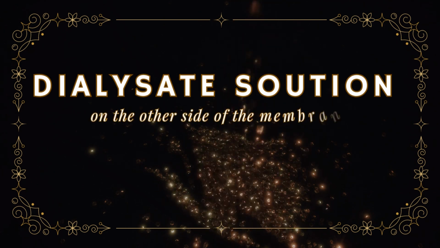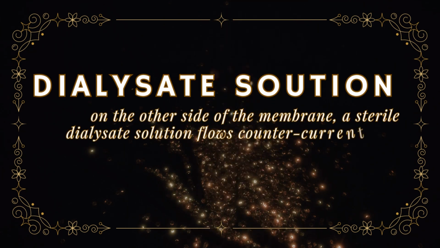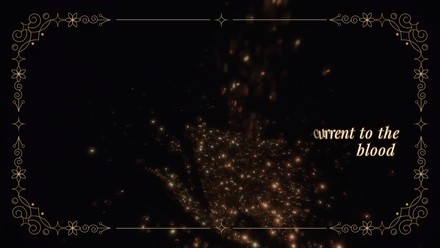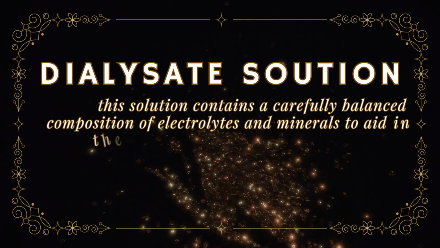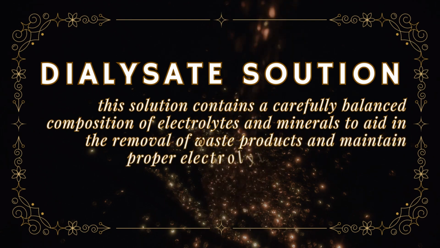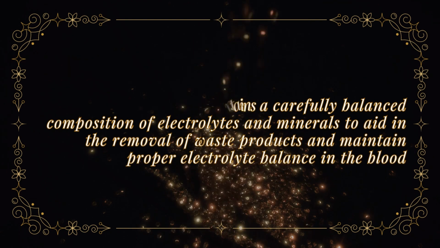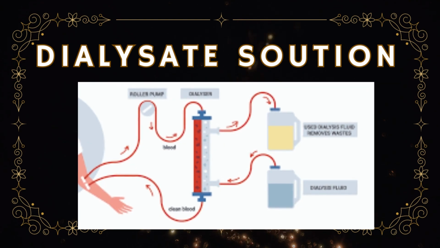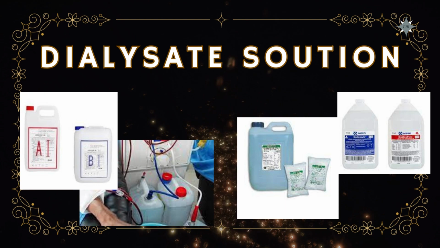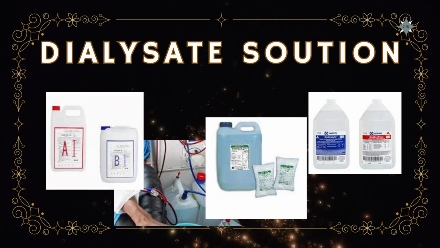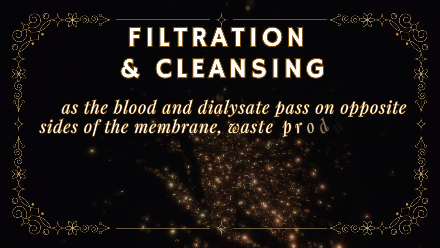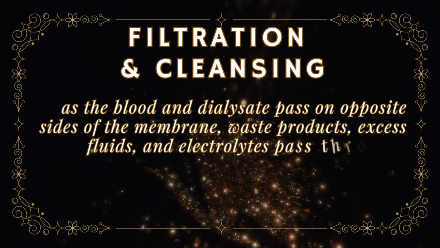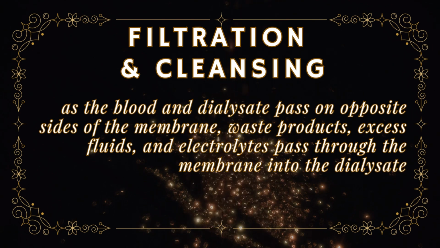On the other side of the membrane, a sterile dialysate solution flows counter-current to the blood. This solution contains a carefully balanced composition of electrolytes and minerals to aid in the removal of waste products and maintain proper electrolyte balance in the blood. As the blood and dialysate pass on opposite sides of the membrane, waste products, excess fluids, and electrolytes pass through the membrane into the dialysate.